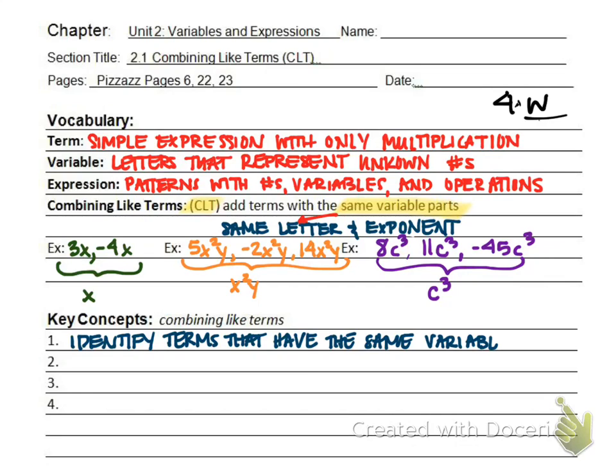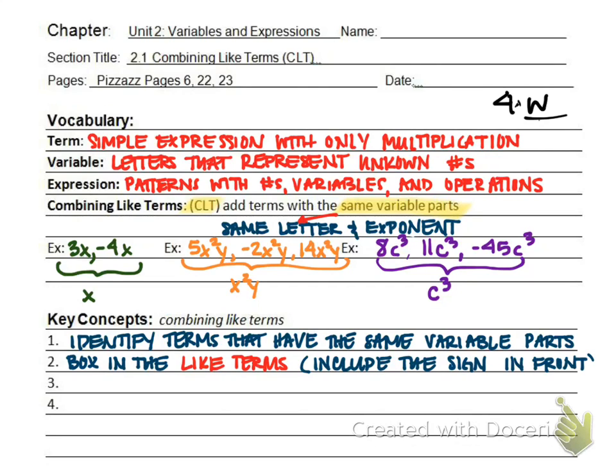The next step would be to box in like terms, including the sign in front. So we're boxing in like terms, including the sign in front of the term. Please don't forget the sign. You'll notice in our examples why that's so important. And number 3 would be to simplify by adding the like terms together.